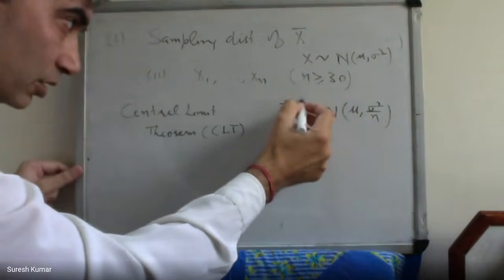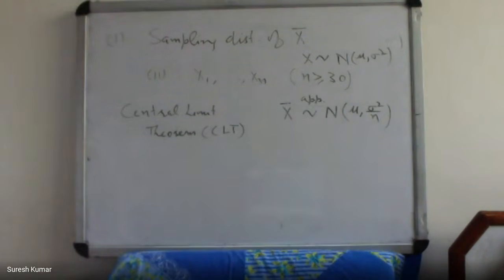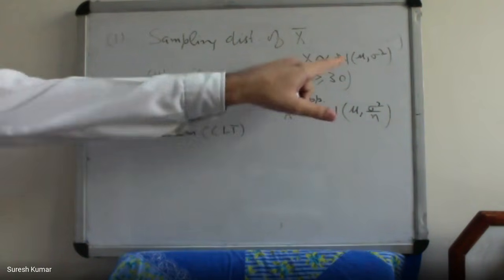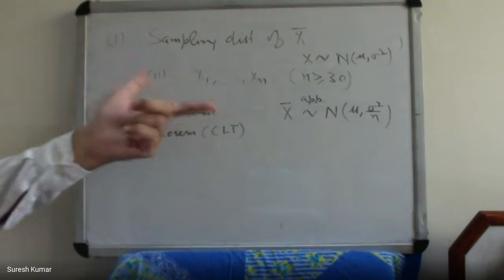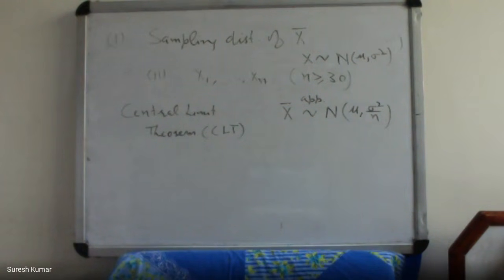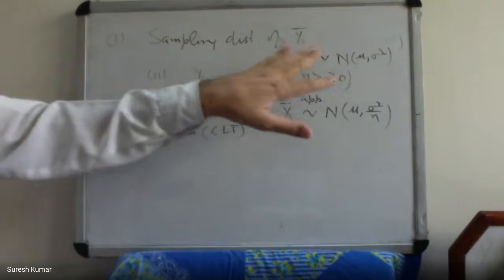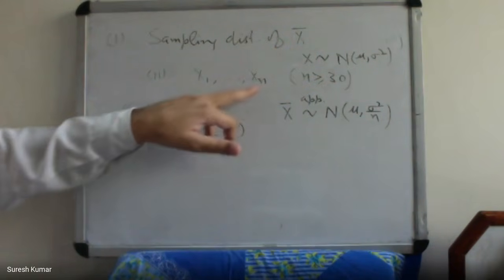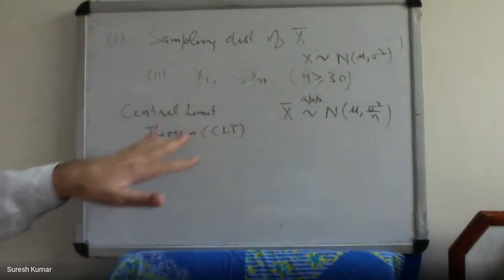But here it need not be exactly normal, it would be approximately normal. It would be exactly normal if the population from which the random sample is taken is normal. That result we have already done in the previous case. So let's focus on the result. Suppose this random sample is taken from a non-normal population and the random sample size is greater than or equal to 30. This is a thumb rule for applying the central limit theorem.